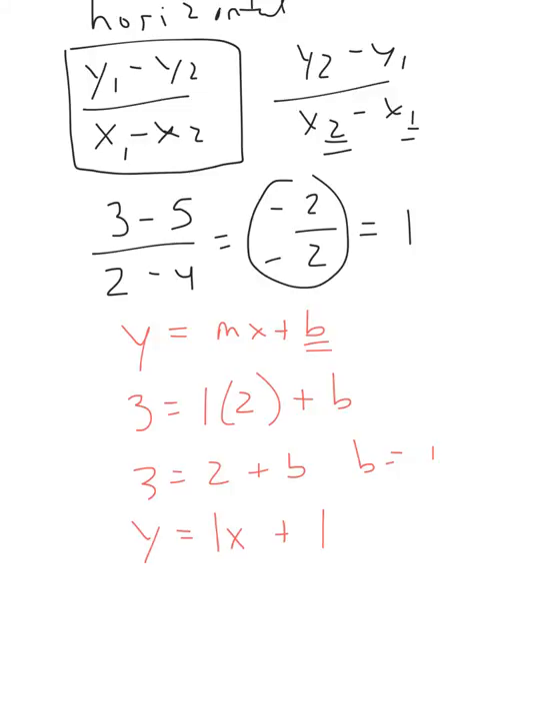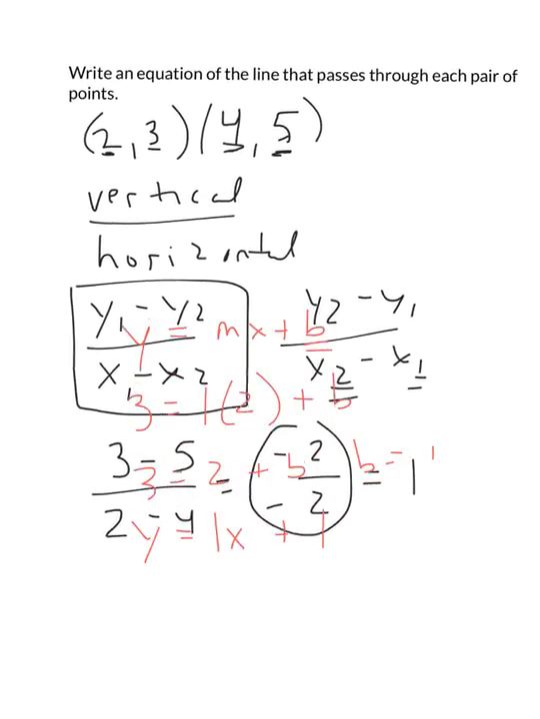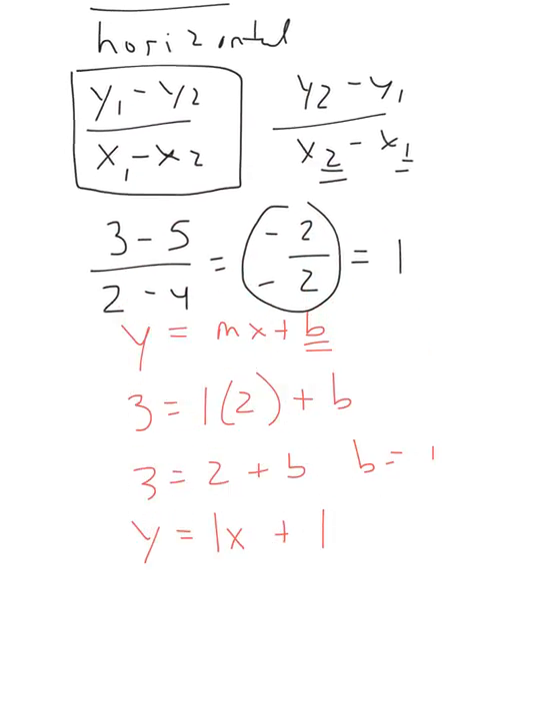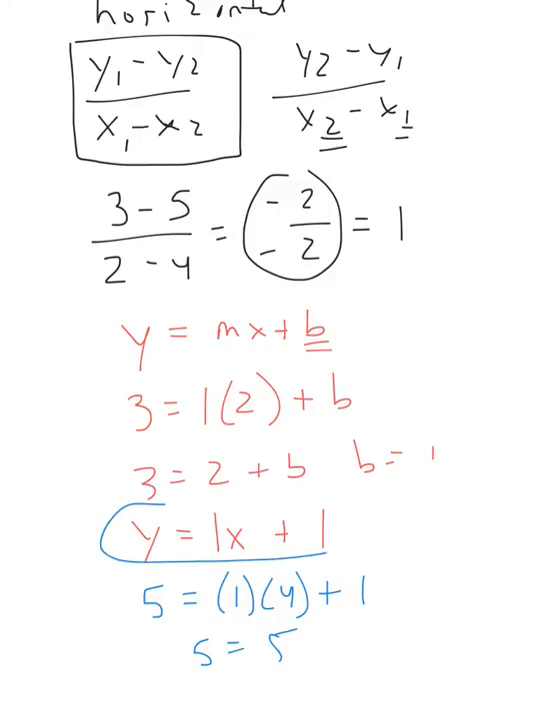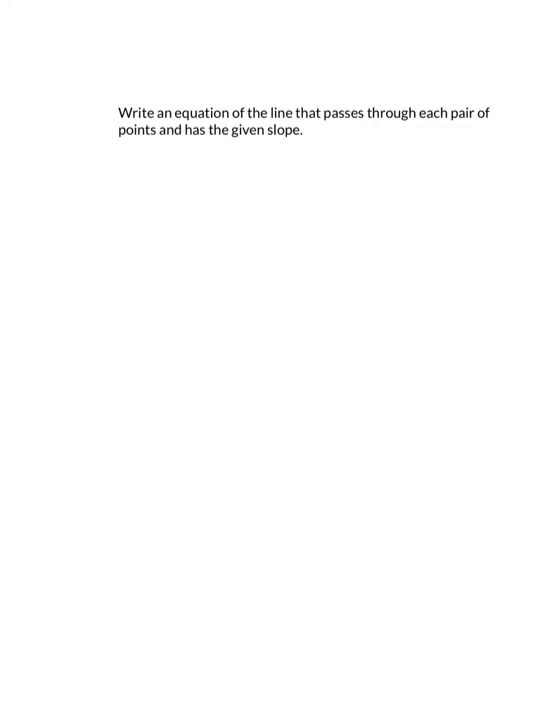We can come back up to the top and see which ordered pair we're dealing with. The other one is (4, 5). So let's take the (4, 5) and plug that in. We know 5 equals 5, so wow. The linear equation we created with these two ordered pairs is y equals x plus 1. So that works. Now let's look at a different way.